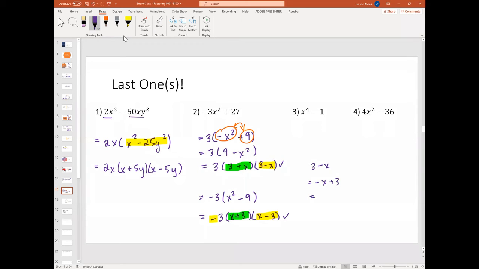And then what you can look at here is nobody likes a negative initial term. So let's factor out a negative. Let's take negative 1 and divide both terms by negative 1. Negative x divided by negative 1 is positive x. Positive 3 divided by negative 1 is negative 3.